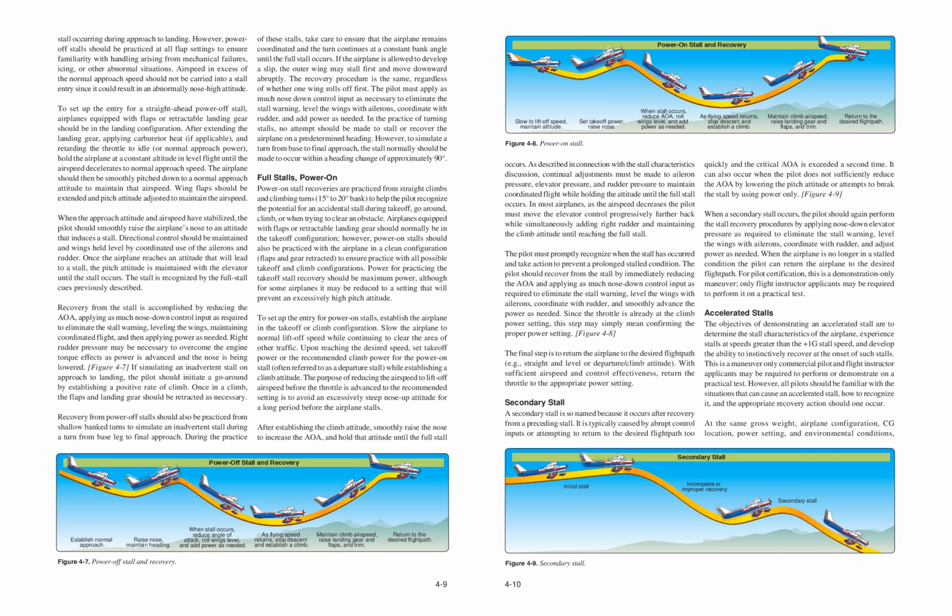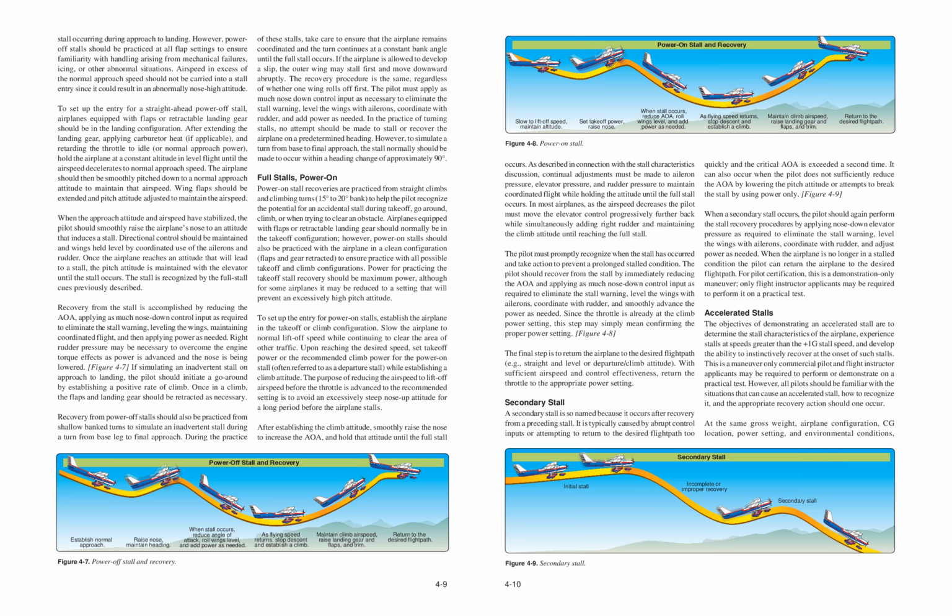The pilot should recover from the stall by immediately reducing the AOA and applying as much nose-down control input as required to eliminate the stall warning, level the wings with ailerons, coordinate with rudder, and smoothly advance the power as needed. Since the throttle is already at the climb power setting, this step may simply mean confirming the proper power setting. Figure 4.8. The final step is to return the airplane to the desired flight path, for example, straight and level or departure/climb attitude.